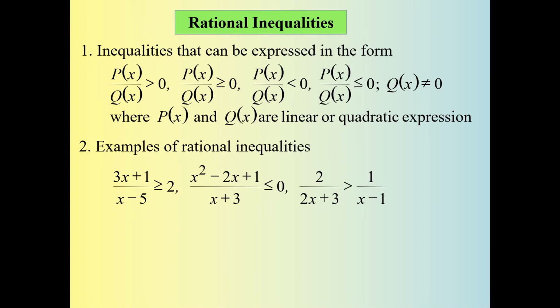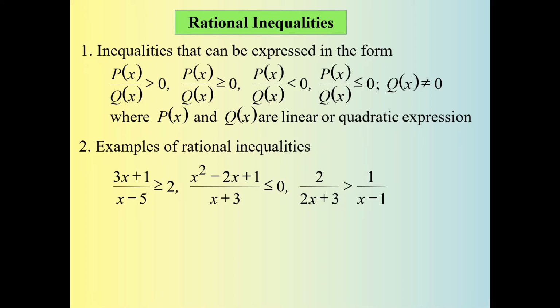So what are rational inequalities? Inequalities that can be expressed in the form of p(x) divided by q(x), using whatever inequality sign, meaning it is a fraction. Examples of rational inequalities are like (3x + 1)/(x - 5) is greater than or equal to 2, and so on.